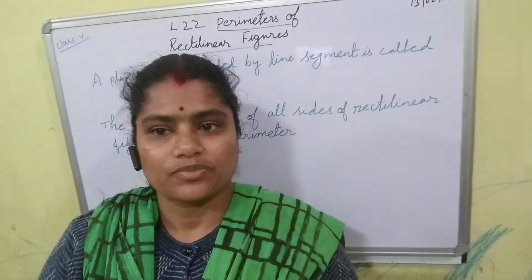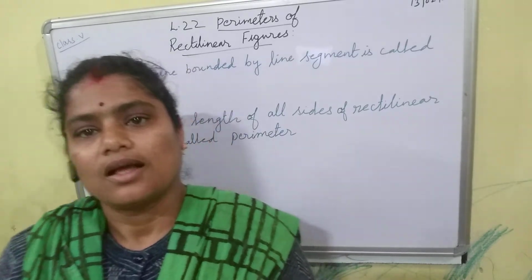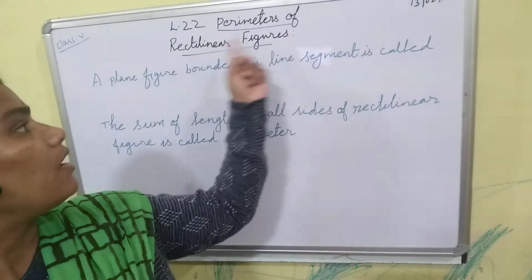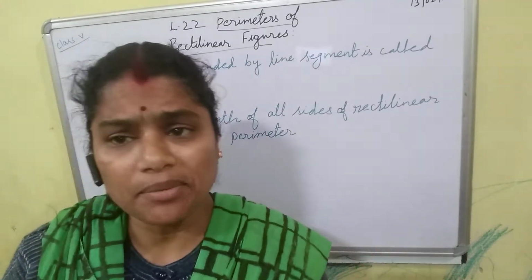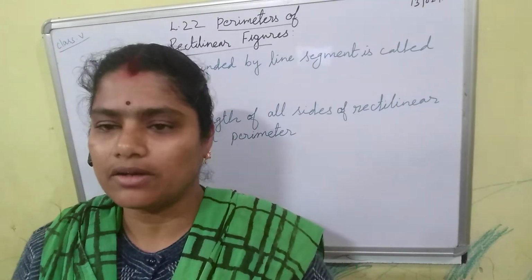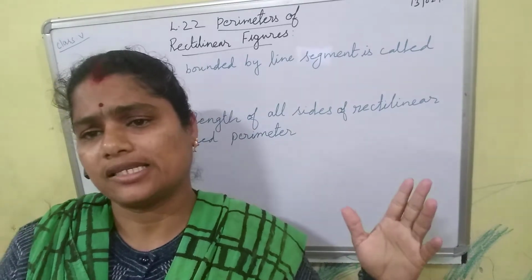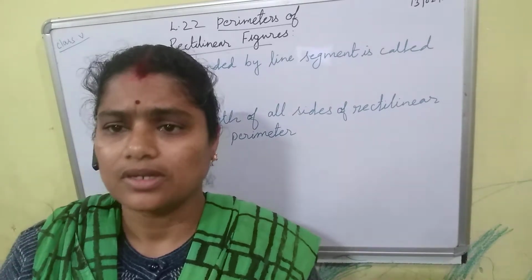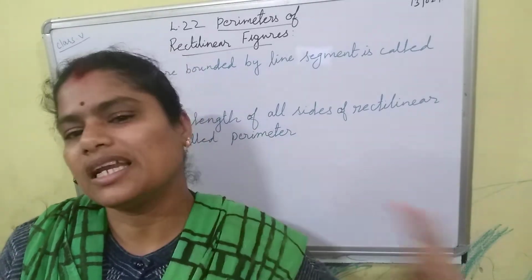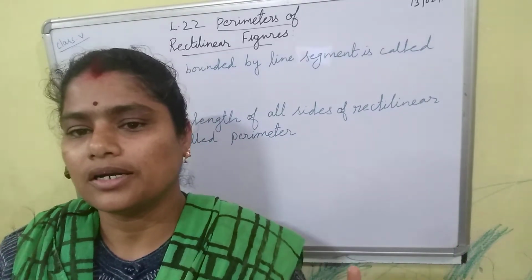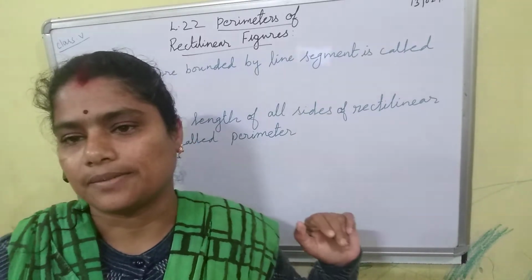Hi children, today's new lesson is the perimeter of rectilinear figures. Plane figures, for example triangle, rectangle, square, like that. Only these three topics we are going to learn from this lesson.